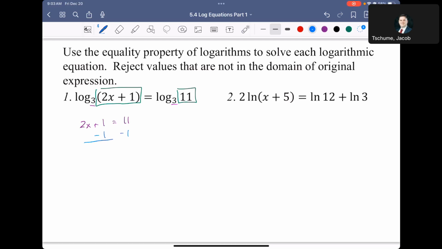We can subtract 1 from both sides. That would give us 2x equals 10. And if you divide both sides by 2, you will get x equals 5.